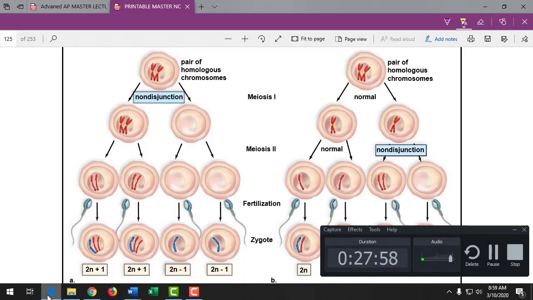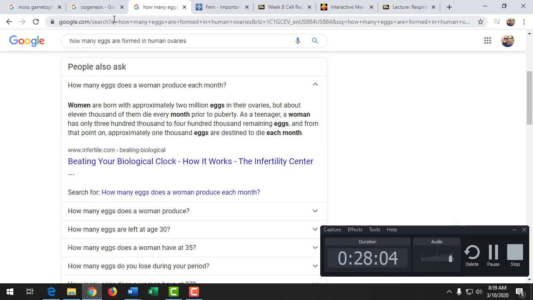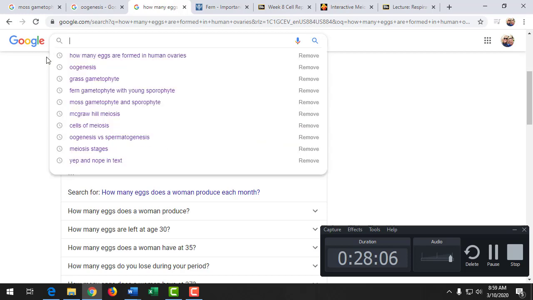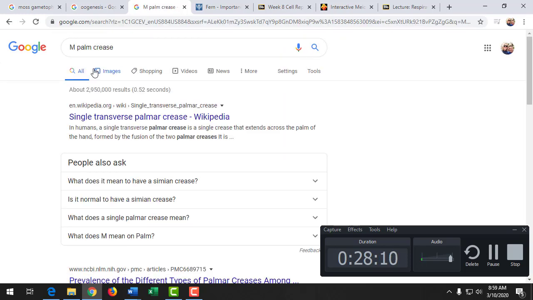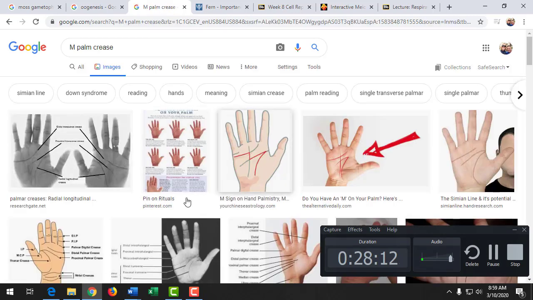It looks like an M. Can you see an M on the inside of your palm? I'll show you a picture online. M palm crease. Isn't this great that we have the internet at our fingertips like this? When I was in college, it was not that way. Do you see the M? It's kind of at a sideline.